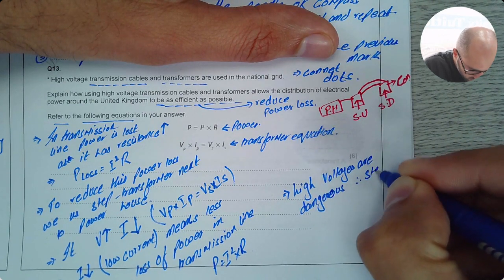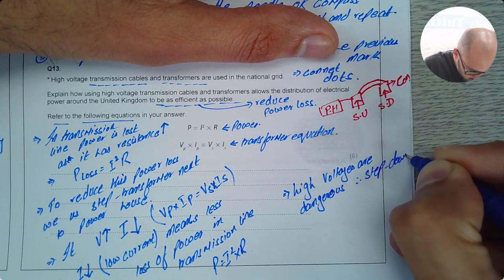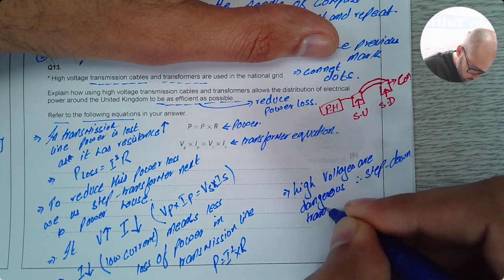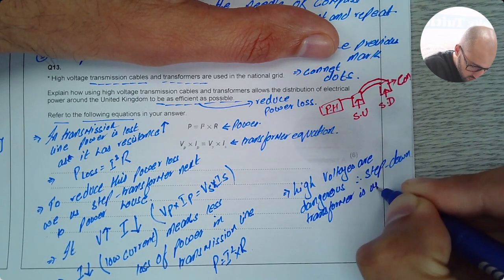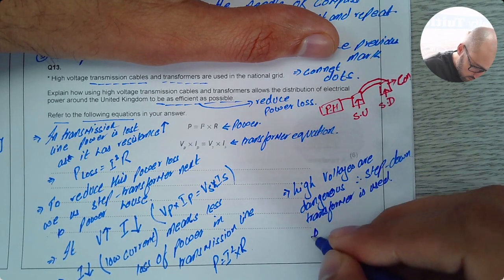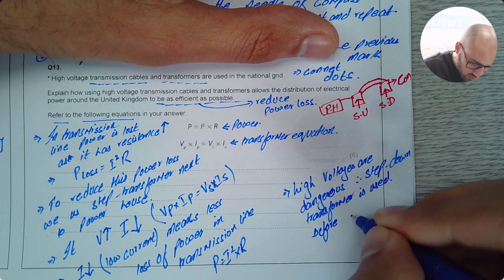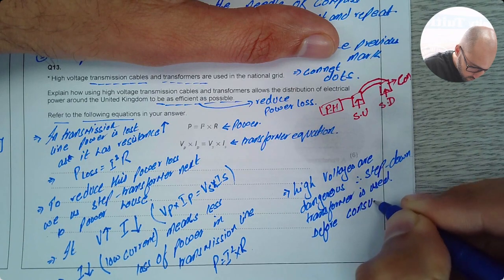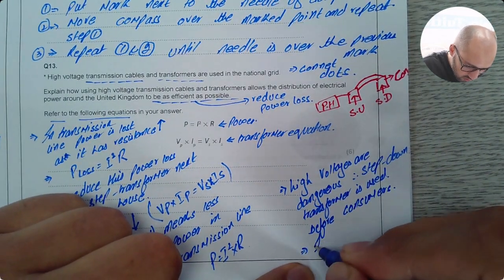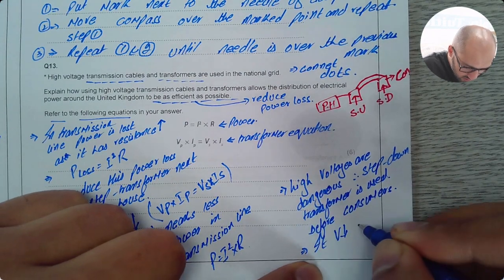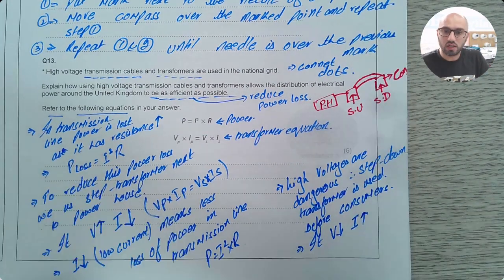Therefore, a step down transformer is used before consumers. What does it do? It lowers voltage and it increases current.